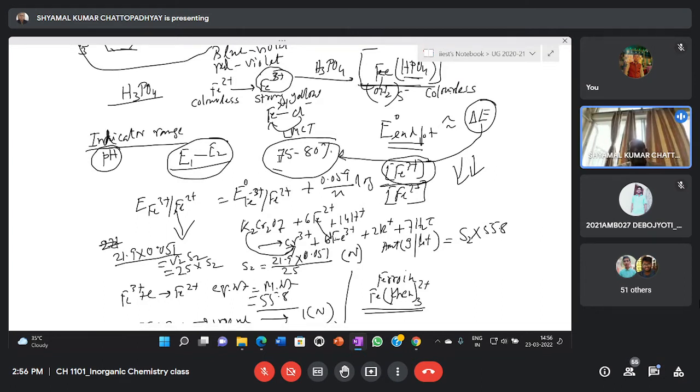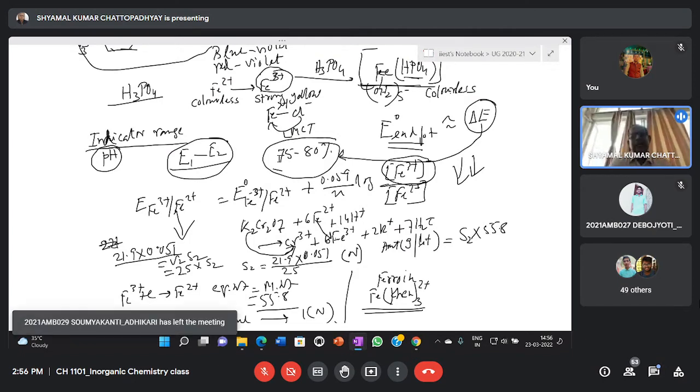At that region, the BDS indicator will show a color change because for the BDS indicator, the indicator range is lower, whereas for our titration, the equivalent point redox potential is much higher. As a result, before the higher redox potential is reached, the BDS indicator will change the color when almost 75 to 80% of the titration is done.